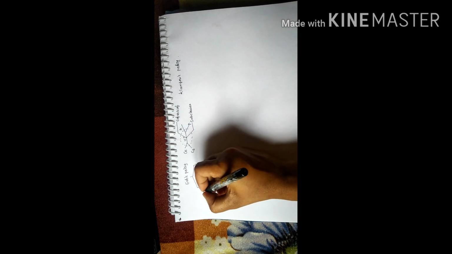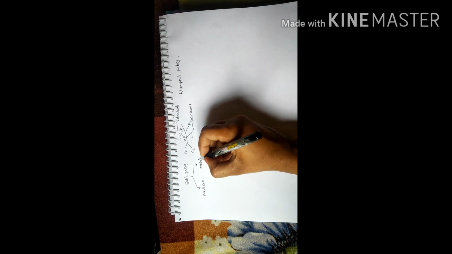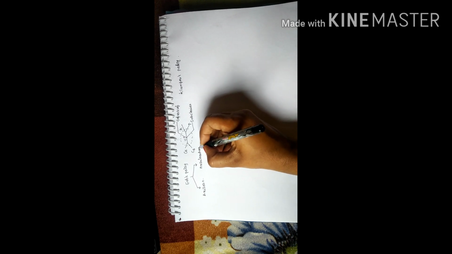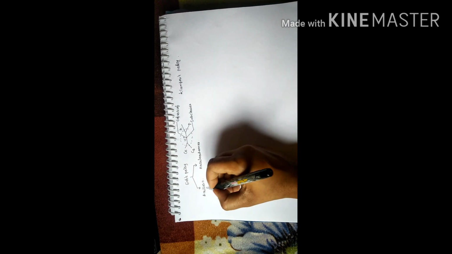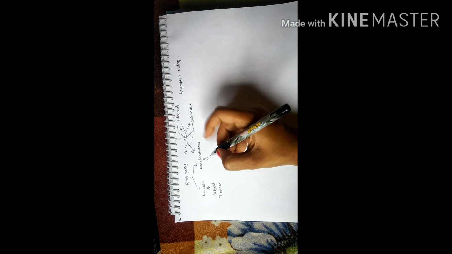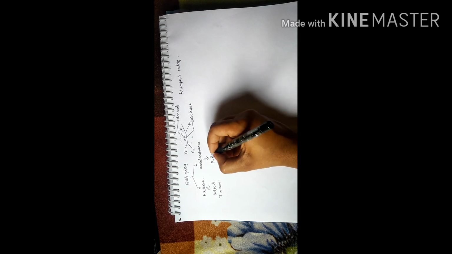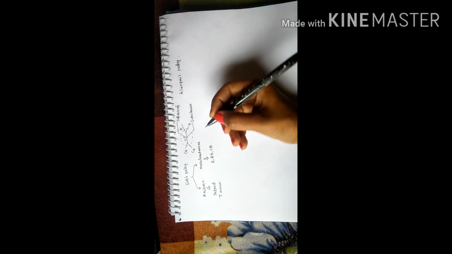In Erb's paralysis, you should remember there are two nerves which are affected the most. That is the axillary nerve and the musculocutaneous nerve. Axillary nerve supplies deltoid and teres minor. Whereas musculocutaneous nerve, we have learned, supplies BB, that is biceps brachii, brachialis and coracobrachialis.